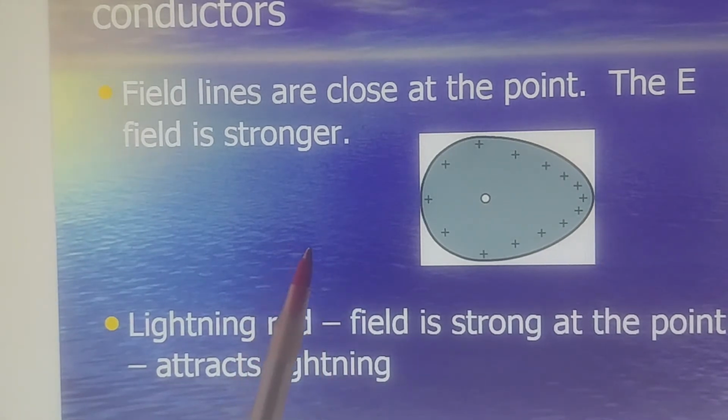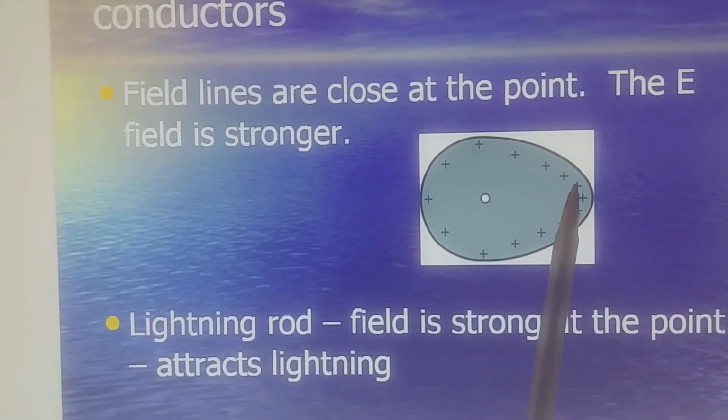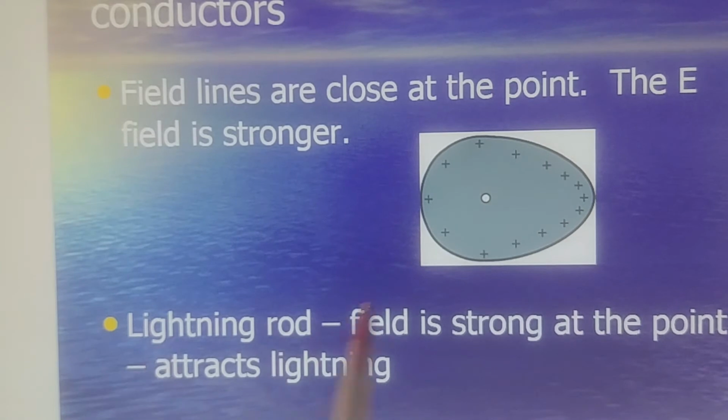And you can get situations then where, if the object is perfectly circular, the charges are perfectly spread out all over the place, like in this circle. But here, if we have one section that's kind of pointed, well, in this section here there's a bigger collection of charges than there is over here.